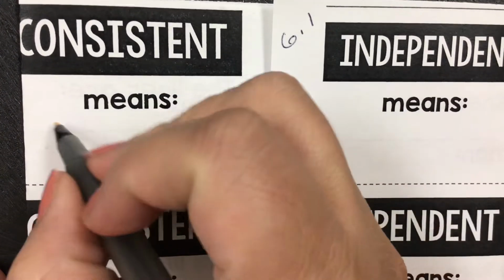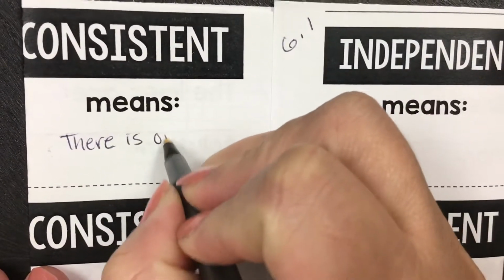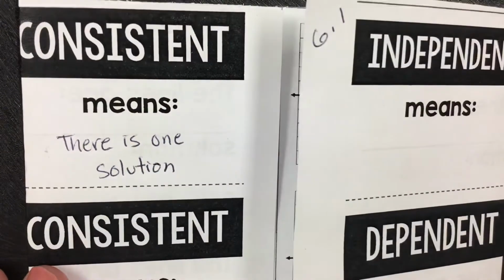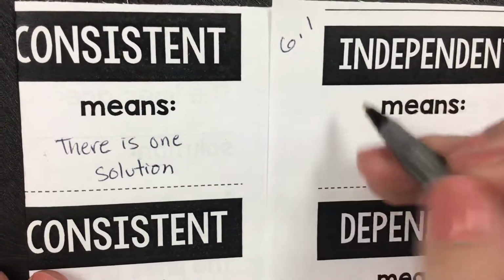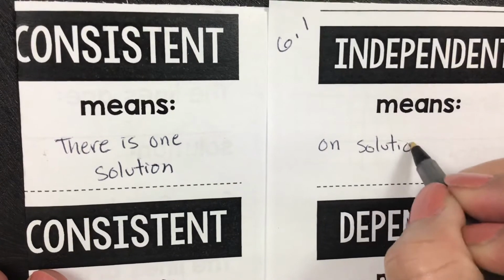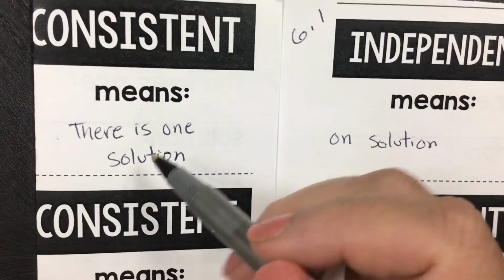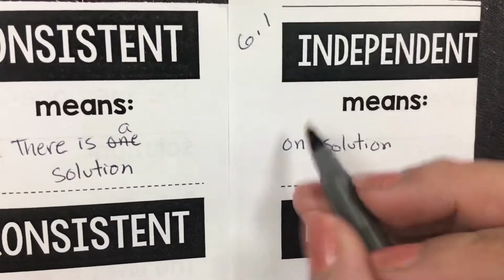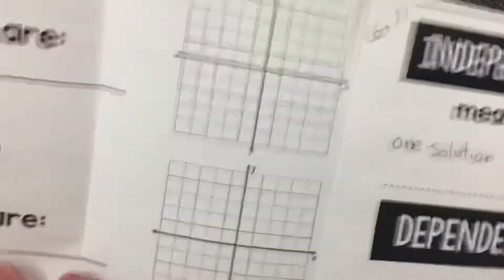Consistent means that there is a solution, at least one, and independent means that there's only one solution. So let's take a look.